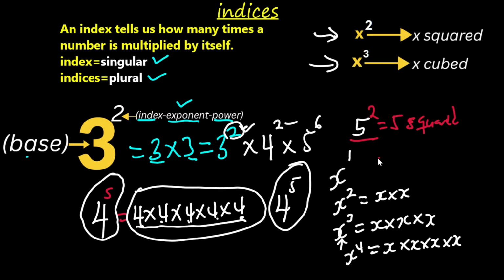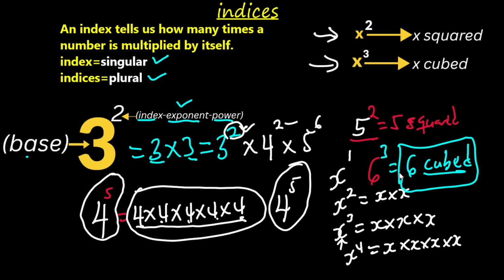So when I say 6 raised to the power 3, this one can be pronounced as 6 cubed. So you have to take note of this one. These are very special indices. So whenever a number is raised to the power 2, we call it squared. So you can have 2 squared, 3 squared, 4 squared, 5 squared. It simply means that number is being raised to the power 2. And whenever we say cube, it means that number is being raised to the power 3.